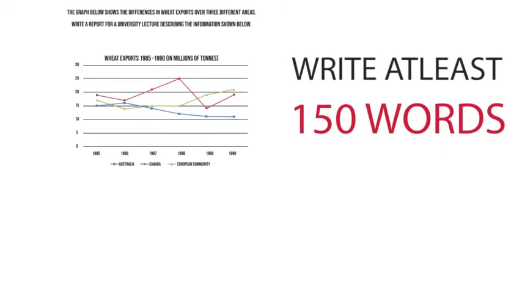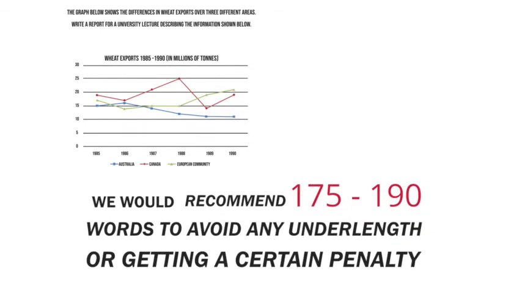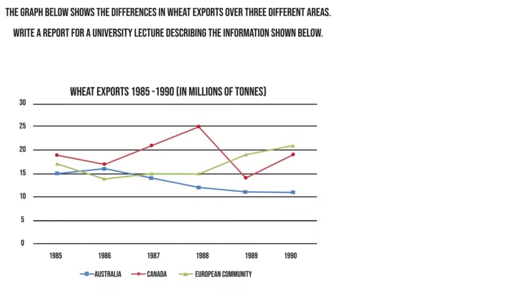Now, again, I have to remind you, and I have to be strict, that you have to write at least 150 words. But of course, we would recommend for you to write around 175 to 190 words to avoid any underlength or getting a certain penalty. Now, what do we have to do with this line graph? The first thing, of course, we have to learn how to summarize the information by selecting and reporting the main features and make comparisons where it is relevant.